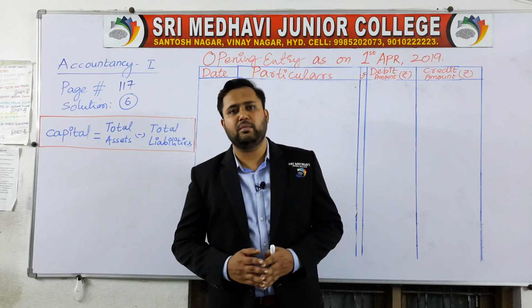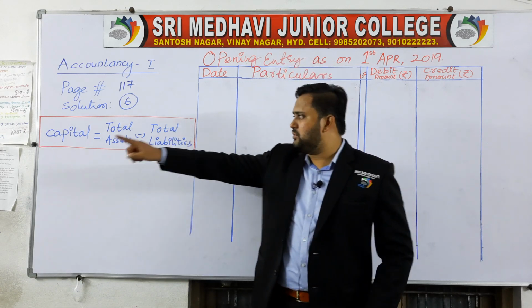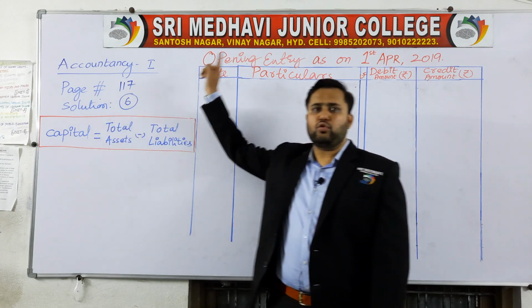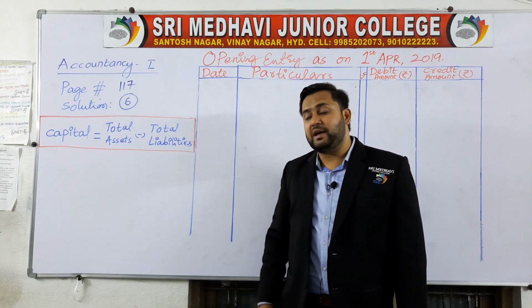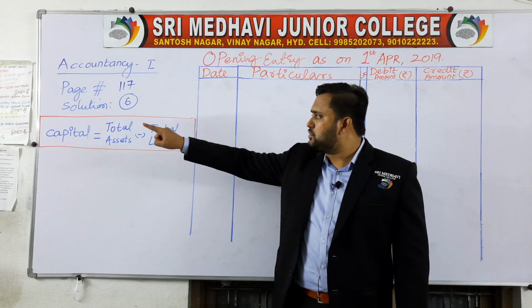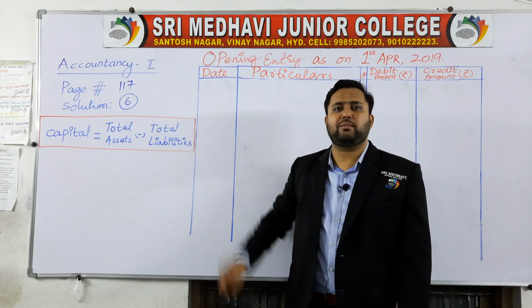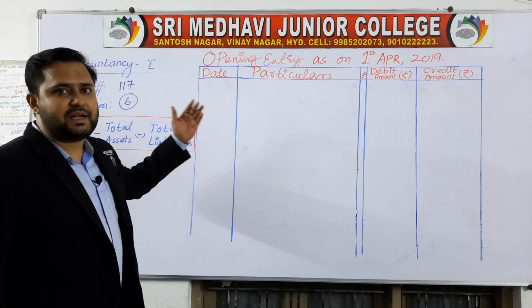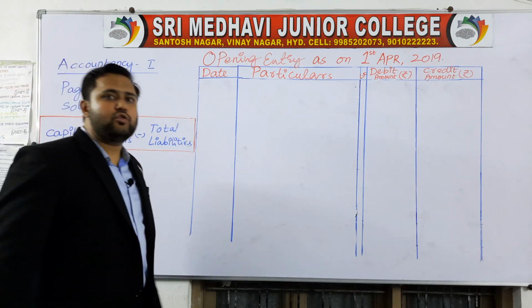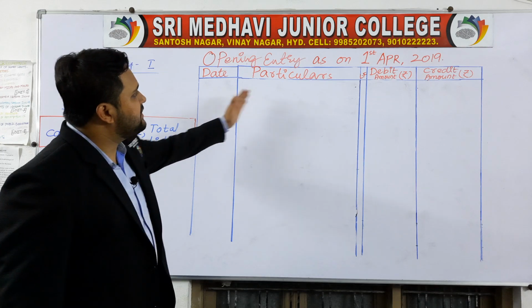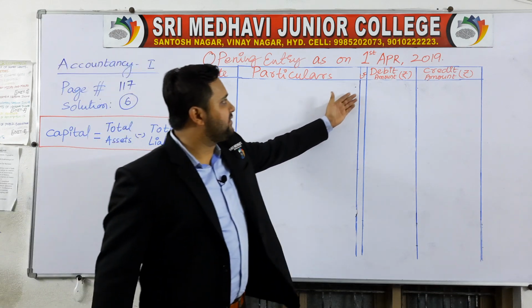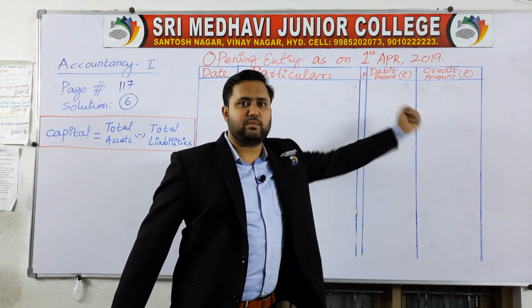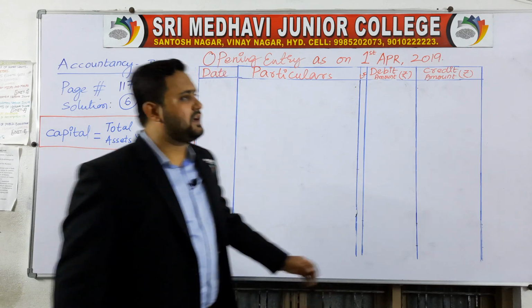Before solving the problem, you have to keep in mind that you need to find the capital in an opening entry problem. How are you going to find it? With the help of this formula: total assets minus total liabilities. There are 5 columns for writing any journal entry or opening entry: date, particulars, LF, debit amount rupees, credit amount rupees.